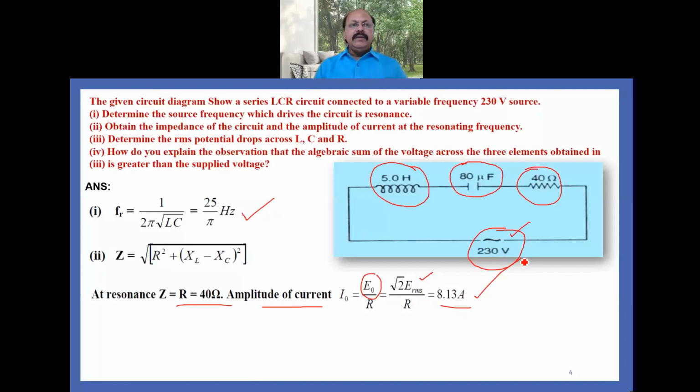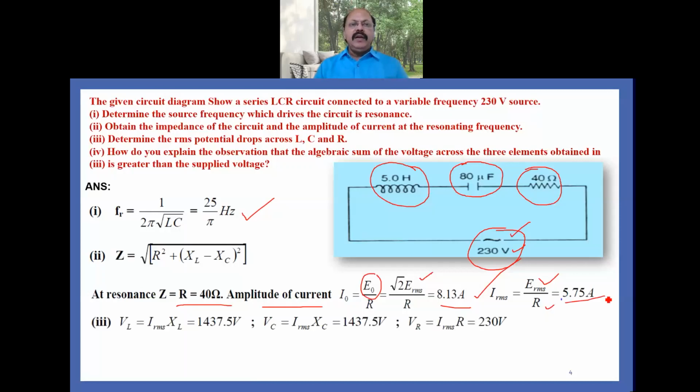Now in the third part we have to find out IRMS first, because it is required to calculate the potential drop across L, C and R. So IRMS equal to ERMS upon R. Substitute the value of ERMS from here, and R is 40 ohm, and then you calculate; the value comes to be 5.75 ampere. Now in the third part we have to calculate the potential drop across L, C and R.